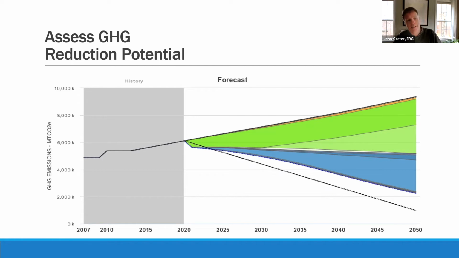So you can see that that same top dark line is the forecast from the previous slide. The dotted line is the same goal, straight line reduction to 80% reduction by 2050. And then all the different colored wedges in there are various strategies. And you can see some start immediately, some start in 2030, various levels of effectiveness. But all of this is kind of the graphical output of the analysis that we'll be working on over the next month or two.